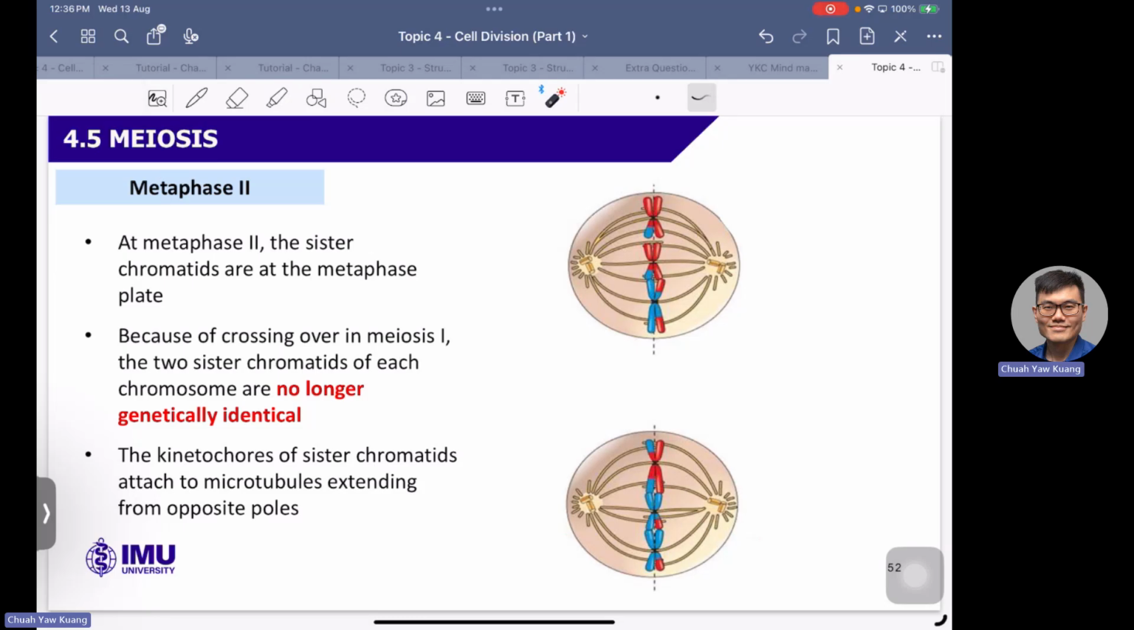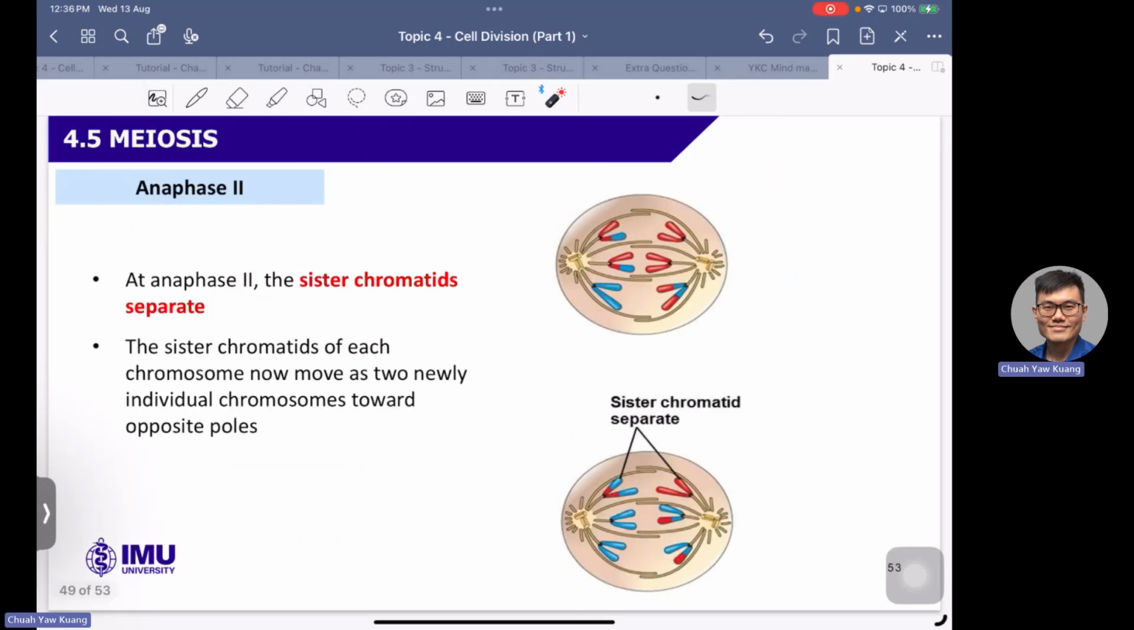It's the chromosome. Then for anaphase 2, same thing. It's the sister chromatid being separated. Same like mitosis. In mitosis, anaphase is also the sister chromatid being separated. So it's the same.